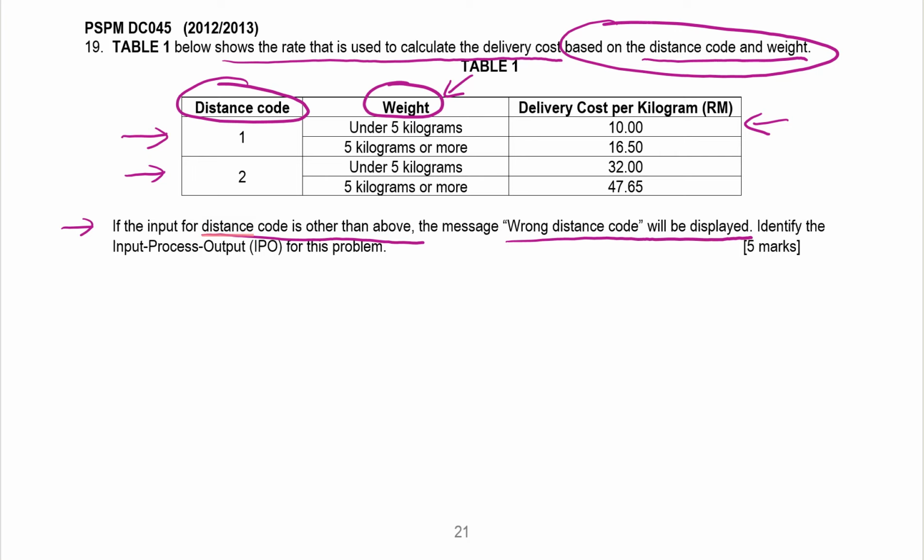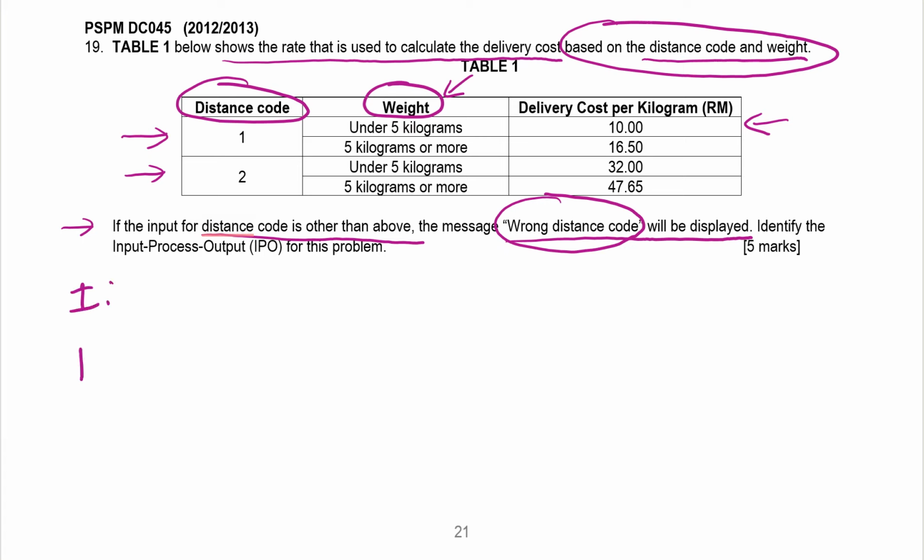So you have to identify the IPO. If let's say you entered a distance code other than 1 or 2, it will display wrong distance code. Let's say you enter the distance code 3 or 4, it will display wrong distance code. So how to write the IPO?